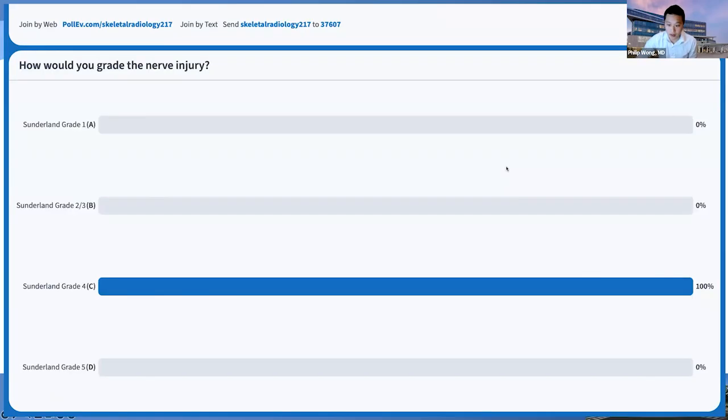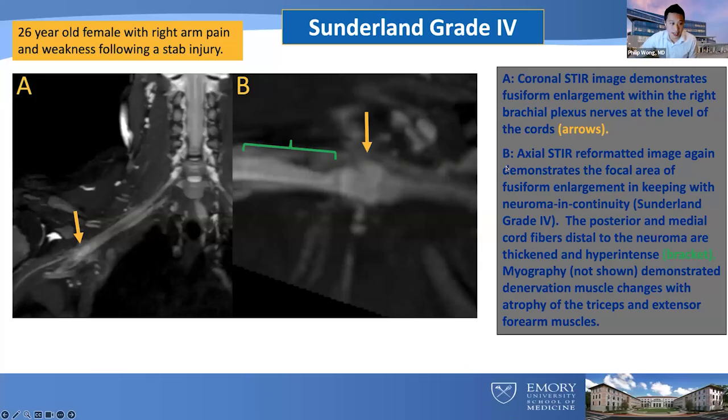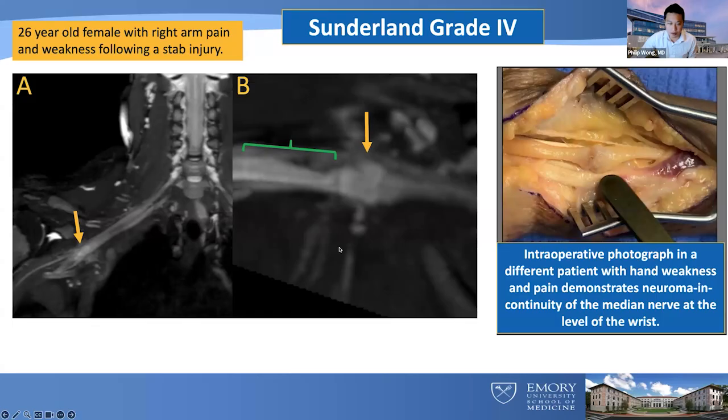Yeah, awesome. So just for the sake of time, this is perfect. Sunderland grade 4. So this is a nice example of a neuroma in continuity. Here's the brachial plexus, and then the arrow pointing to this really nodular, thickened, and hyperintense area. With the reformatted image, you can see how nodular it is here. But it's not completely transected. And then distal to this area of nodularity, there's this bracketed arrow showing the distal branches being hyperintense. So this was a good example of neuroma in continuity.